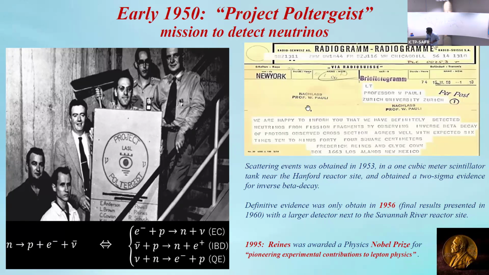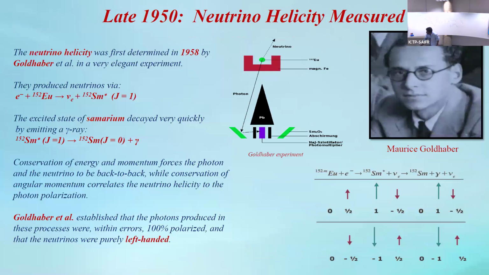And if you see, this is the letter to Professor Pauli, who said that neutrinos would never be detected. It's the letter from Reines saying that we are happy to inform you that we have definitely detected neutrinos from fission fragments by observing inverse beta decay. So he lost the bet, but he must be happy that the neutrino was detected. That was the development in 1956, the first time an anti-neutrino was detected.